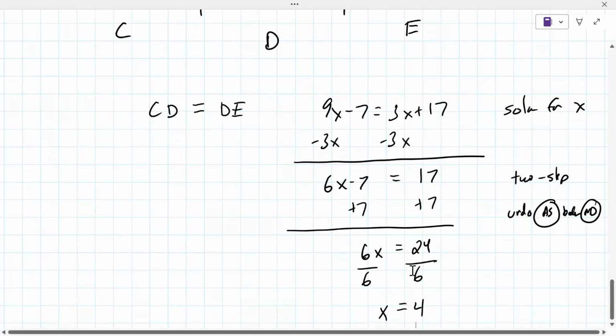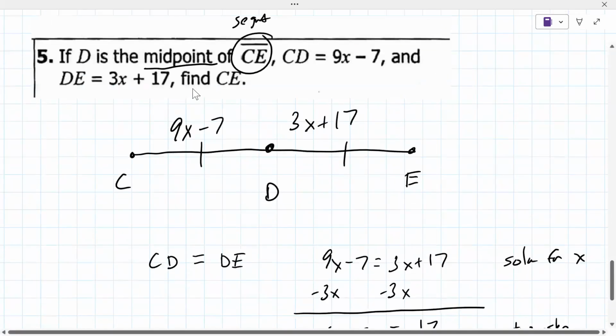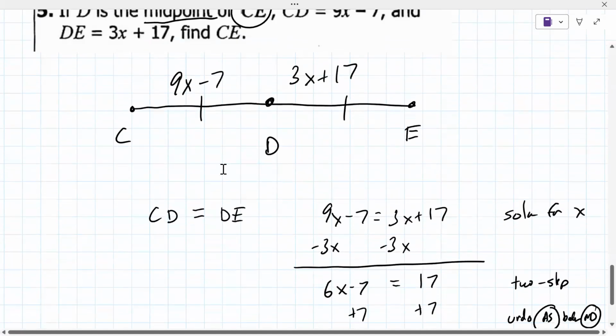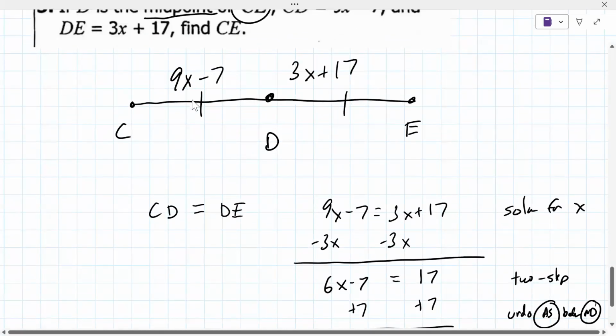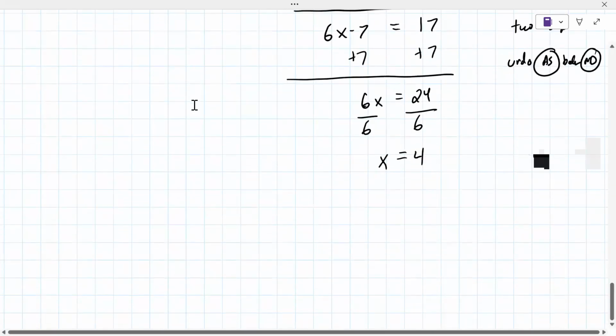And you've got to be careful because you might think, oh, I'm done, I solved it. No, you're not done. You found x. It didn't say to solve for x. It wants the total distance from C to E, which means that you need to find the distance from C to D, D to E, and then you can find the total distance. So the distance from C to D is 9x minus 7.